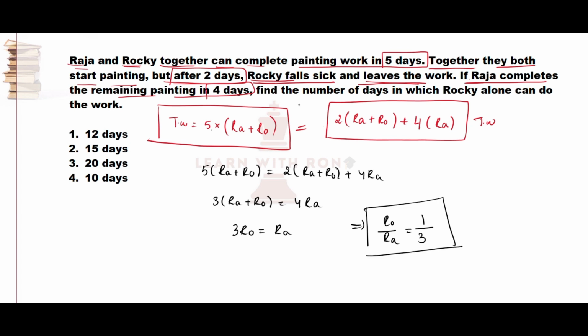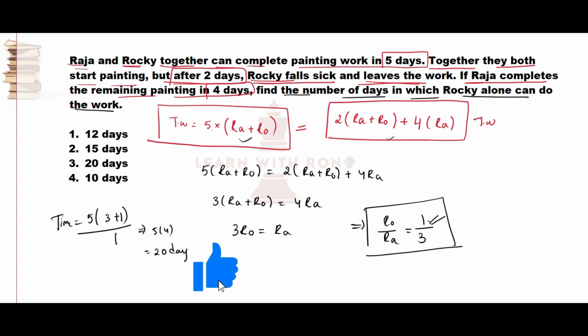So from this, Rocky by Raja efficiency you can write as 1 by 3. Okay. So what did they ask us to find? Find the number of days in which Rocky alone can do the work. So in how many days will Rocky alone do the work? Total work, either this you substitute or this, both are the same, right? So the time here, work how much? 5 times Raja efficiency 3, Rocky efficiency 1, so work divided by Rocky's efficiency, which implies 5 times 4, which is 20 days, which is option number 3 here.